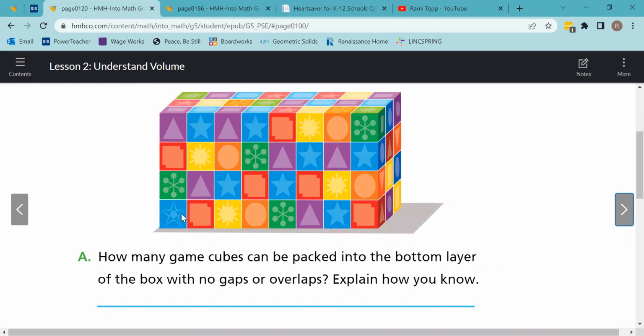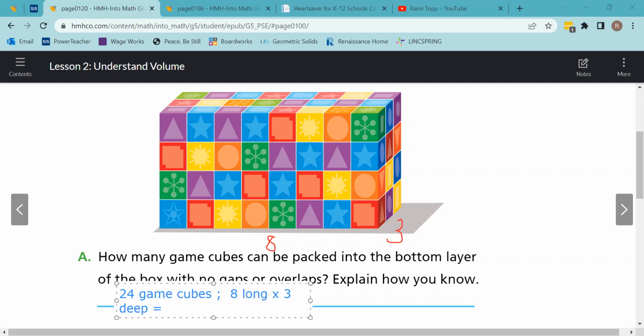Well, let's check across here. 1, 2, 3, 4, 5, 6, 7, 8 shapes across. And then check how deep it is. We have 3 cubes deep. So to figure out that bottom layer, we have 8 by 3, which ends up being 24 game cubes. And how do we know that? Well, we did 8 long times 3 deep, which gives us the 24 cubes on the bottom row.